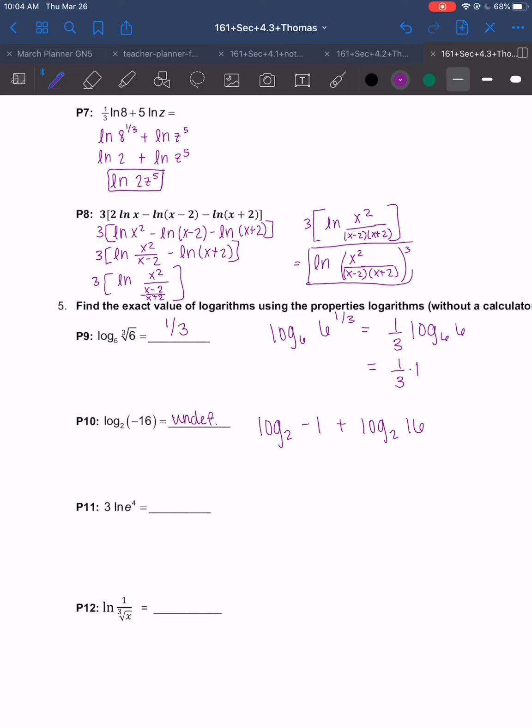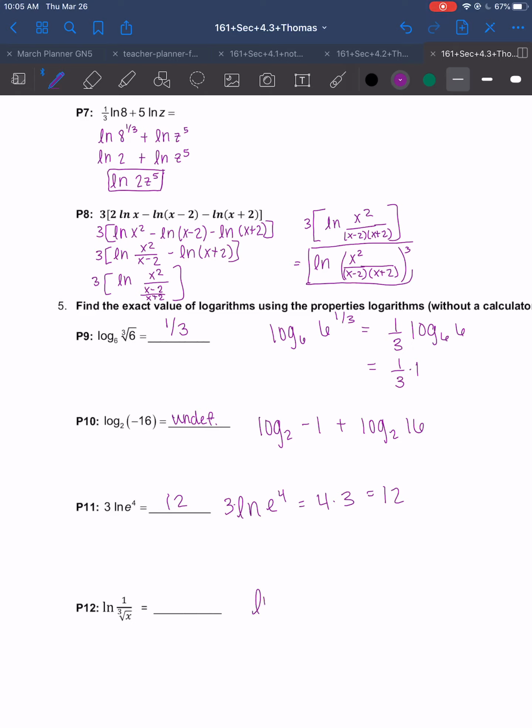And then natural log, 3 times the natural log, sorry, I forgot about that one, e to the 4th. So natural log of e is whatever the exponent is, so 4 times 3 is 12. And then last but not least, this one's kind of weird, but it'll be alright.